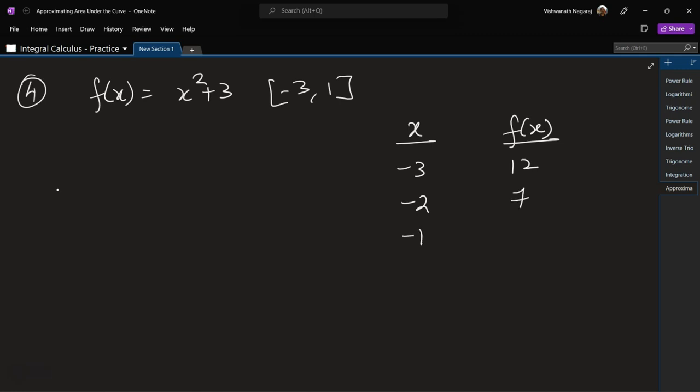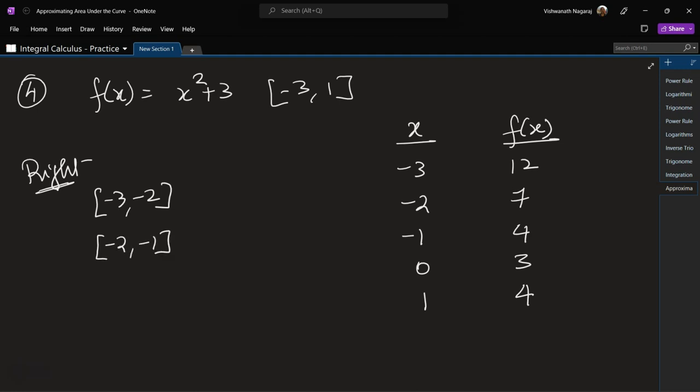-1 will give us 4. 0 will give us 3. And 1 will give us 4. Okay. So now the right endpoint. So again the intervals will be -3 to -2, -2 to -1, -1 to 0, 0 to 1. The width remains the same.